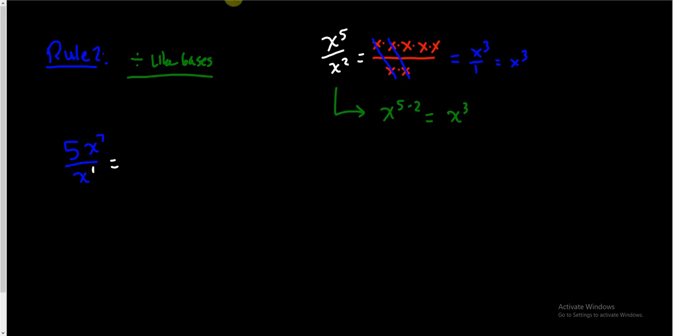And so now I should be able to handle this problem. The 5 is not going to move. It's just going to stay there. It's not part of the x's here. And so the x's will be x to the 7 minus 1, or 5x to the 6th.